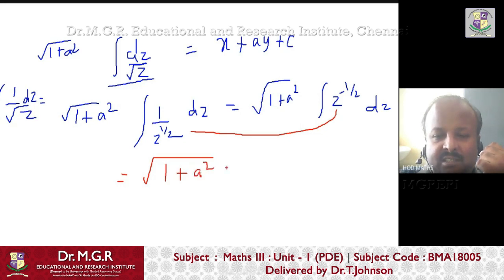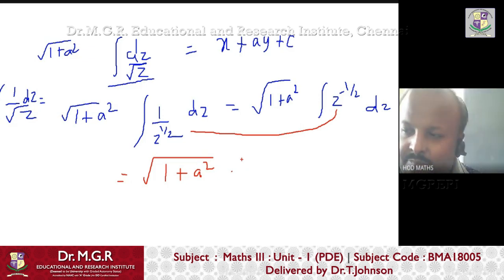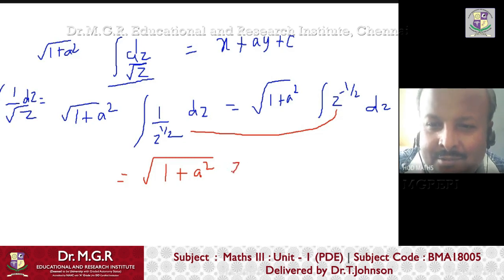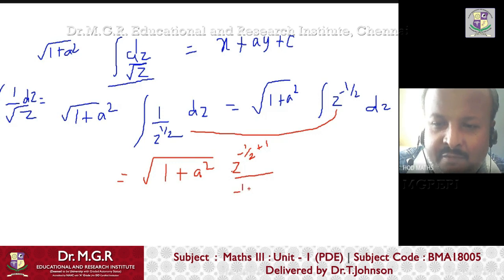Root of 1 plus a square as it is. What is integral of x power n? Anybody? N plus 1. Yes, sir. So z power minus half plus 1. Right? X power n means x power n plus 1 divided by n plus 1, so in place of n, minus half is there.